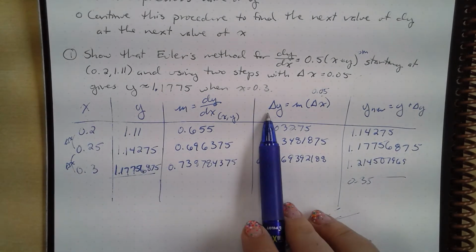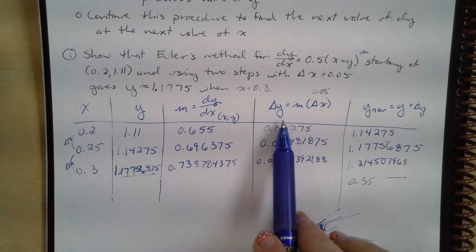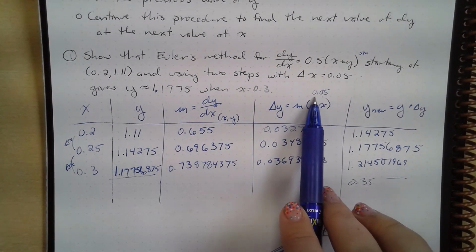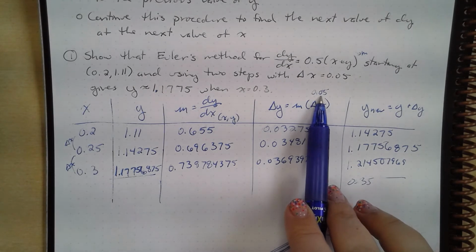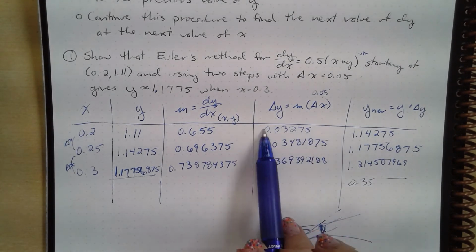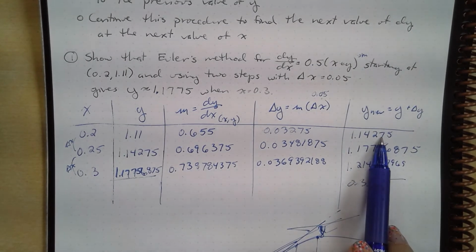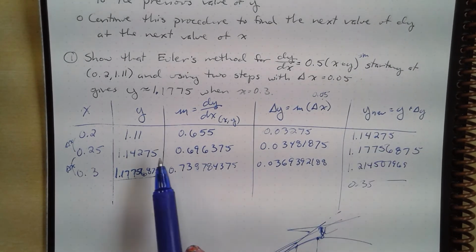So we find delta y, which is equal to m, which is this value here, times delta x, which is 0.5. I like to write my delta x right above, just so I remember it. And I add this number to my original y to get my y sub nu. I then take this y sub nu and move it here.